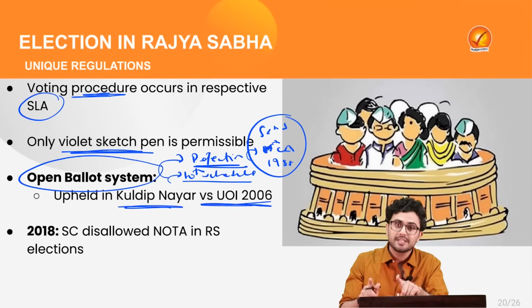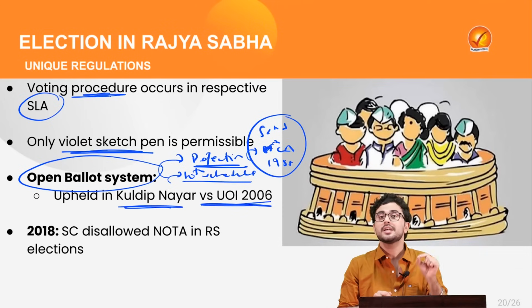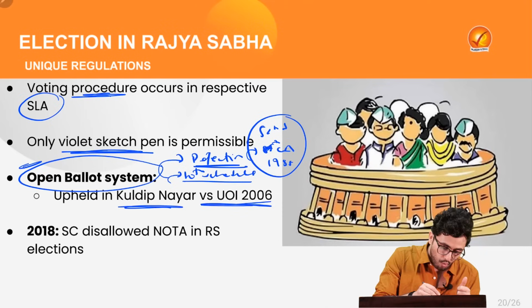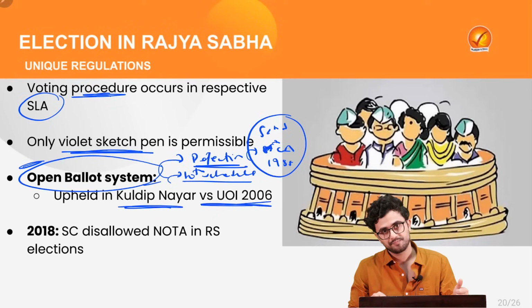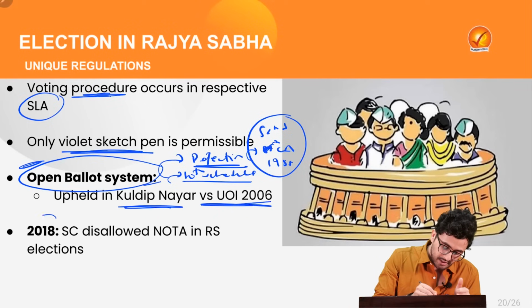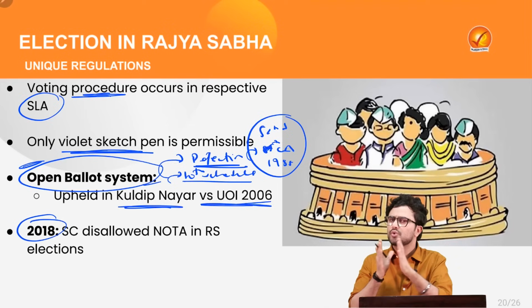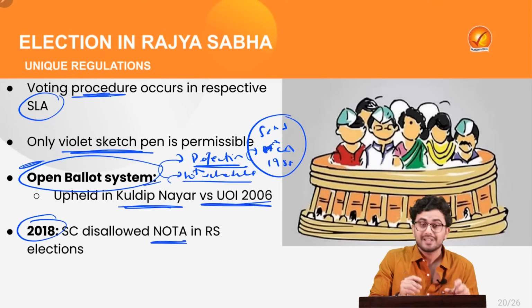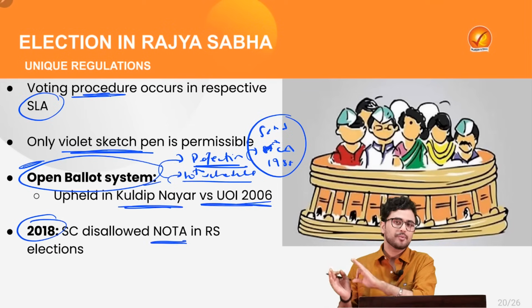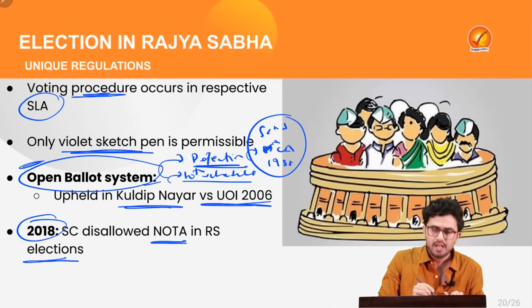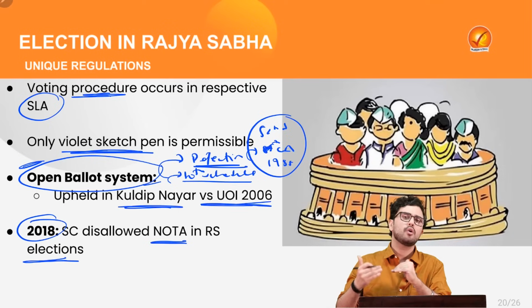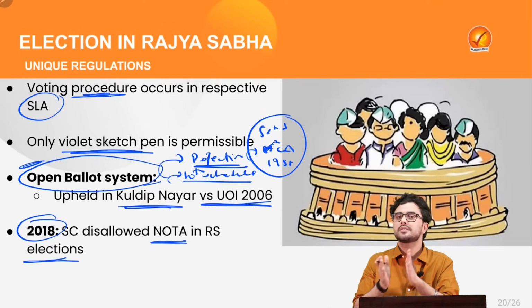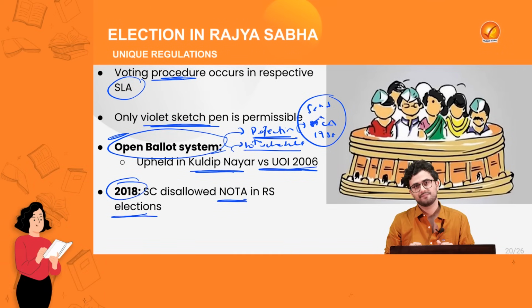And this transparency in Rajya Sabha election is incorporated by the open ballot system. At the same time, in the year 2018, the Supreme Court disallowed the None of the Above option in Rajya Sabha election, considering it to not fall on the lines of single transferable vote.